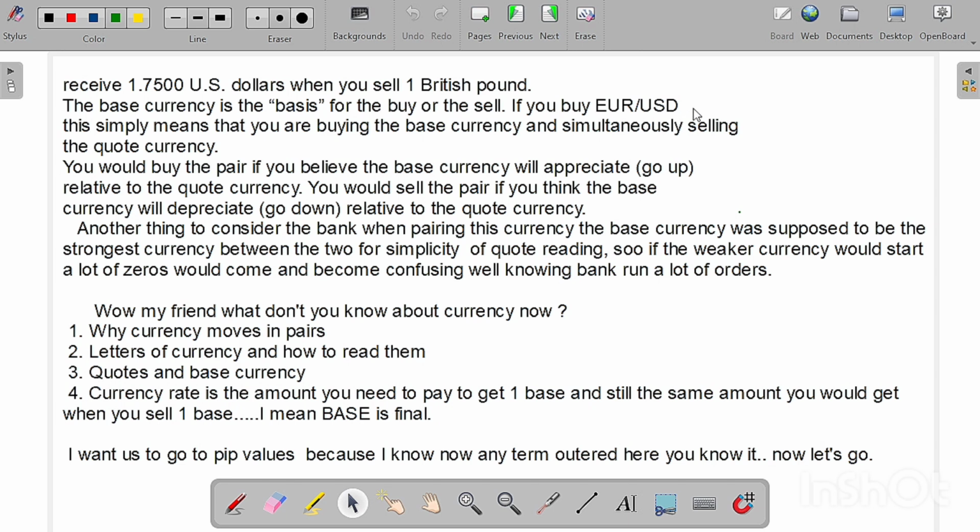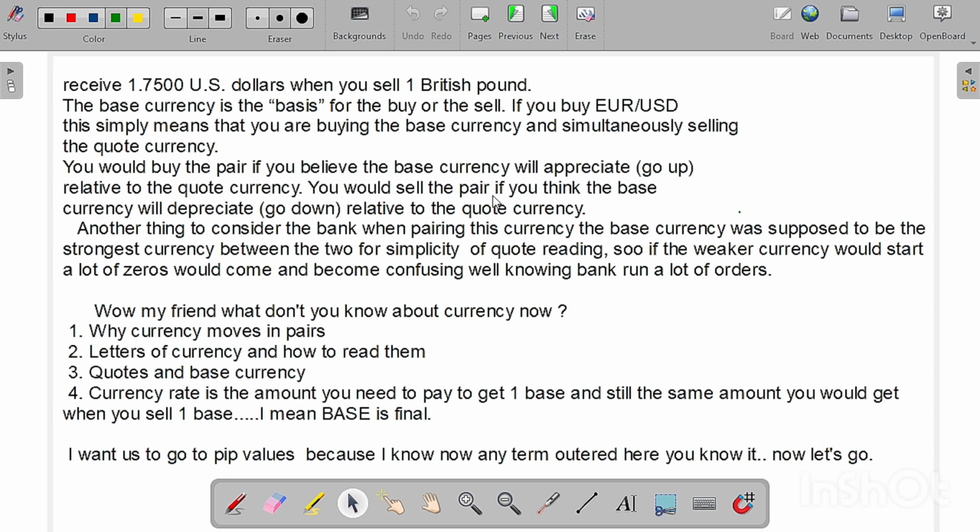If you buy EURUSD, it simply means that you're buying the base currency and simultaneously selling the quote currency. So the base currency doesn't change. It's the one which is bought and the one which is sold. You would buy the pair if you believe the base currency will appreciate, or go up, relative to the quote currency. If you feel the market would go down, you'd sell.